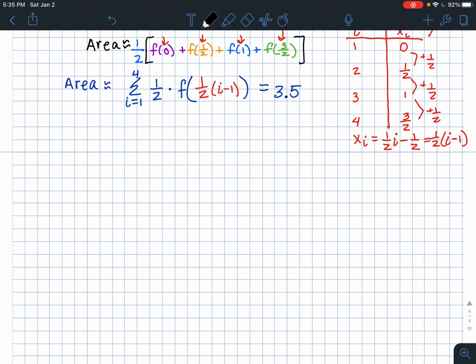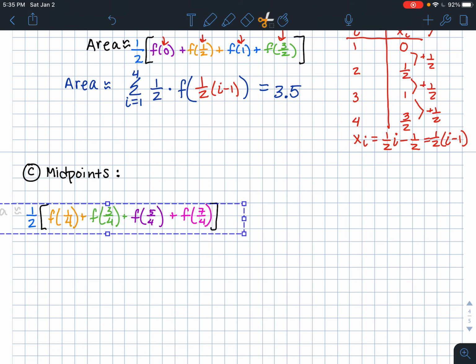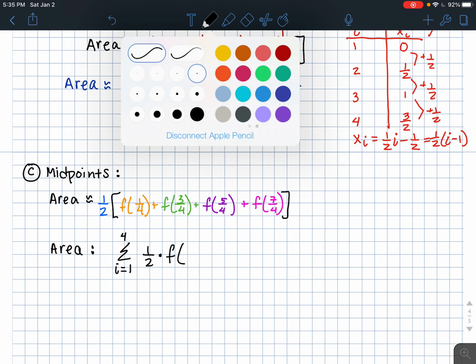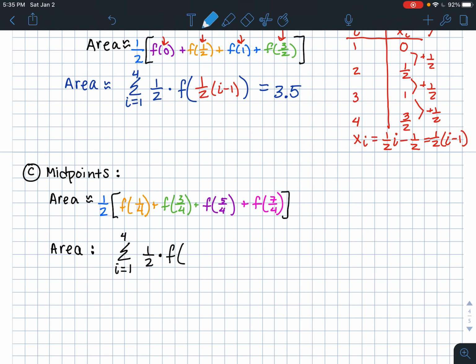Copy. So now we want to do our sigma with the midpoints, right? What we had originally was this. So our width is still 1/2, right? We're still going to count to 4, so I'm still going sigma starting from 1 and going to 4 of my width of each rectangle, 1/2, times my function, and this is where we have to actually do some work. So yeah, let's do a fun color.